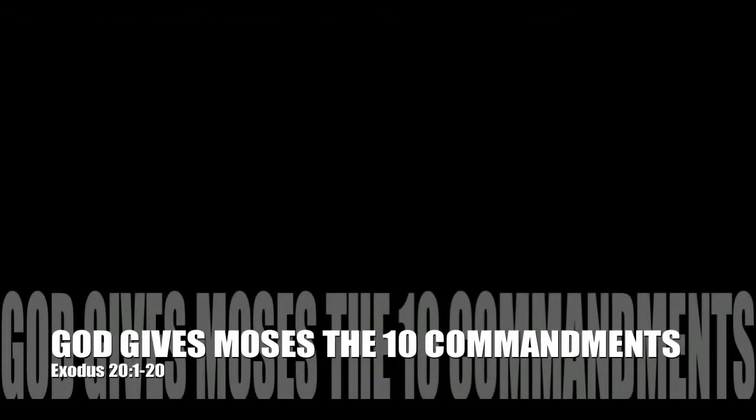The Israelites followed Moses out of Egypt, journeying from Ramesses to Sukkoth. God's glory appeared on Mount Sinai. He gave Moses the 10 Commandments as well as the rest of the law.